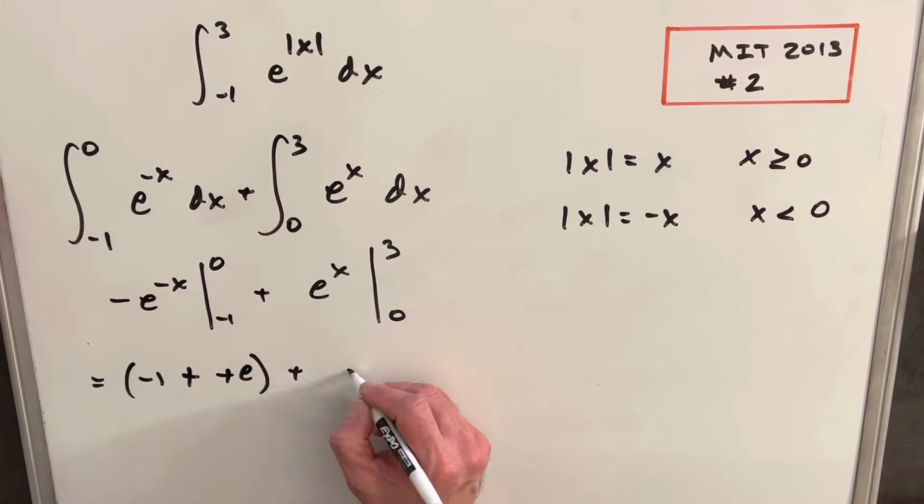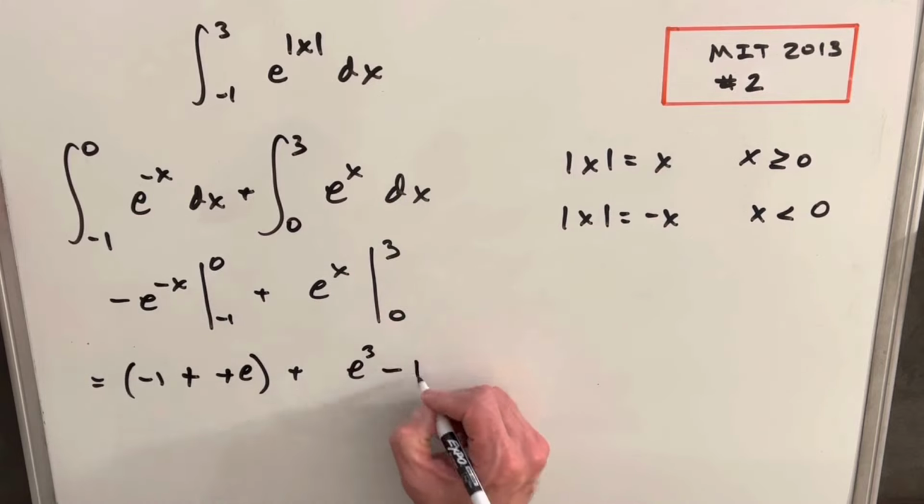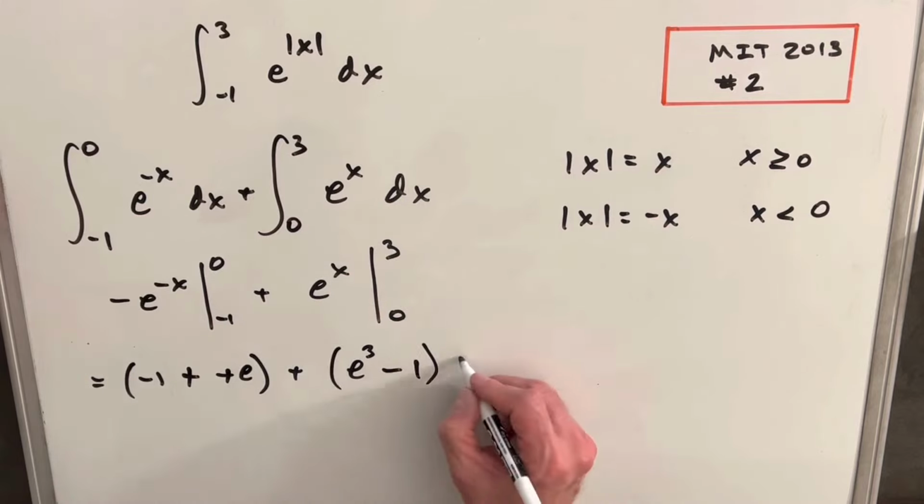Okay, and this one's easier. Plugging in a 3, we're going to have e cubed minus e to the 0, which is just 1. So then we just need to simplify all this.